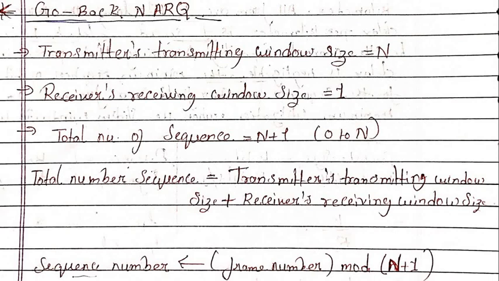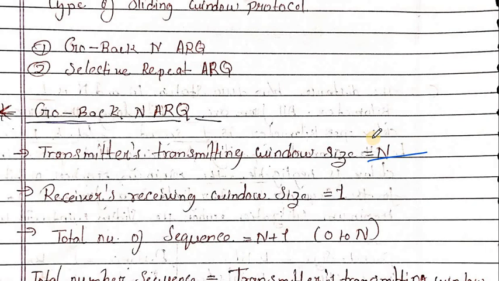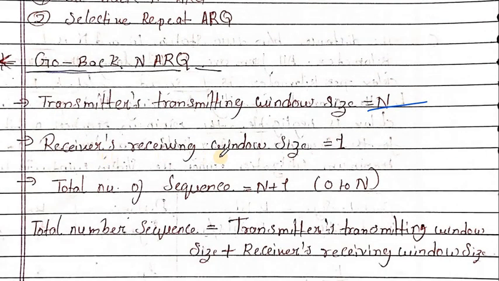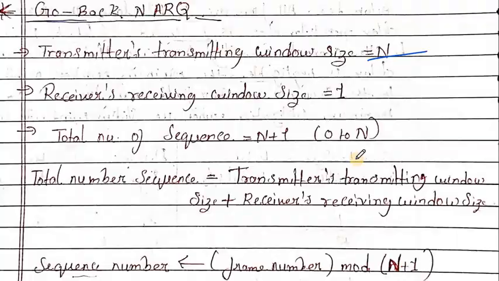Here the transmitter window size is N. As we previously know, the size of the sliding window ARQ is N for the transmitter side, and for the receiving window size, here the receiver's window size is 1. But in sliding window protocols, the size of the receiver window is N. Here in Go-Back-N, the receiver's window size is 1.